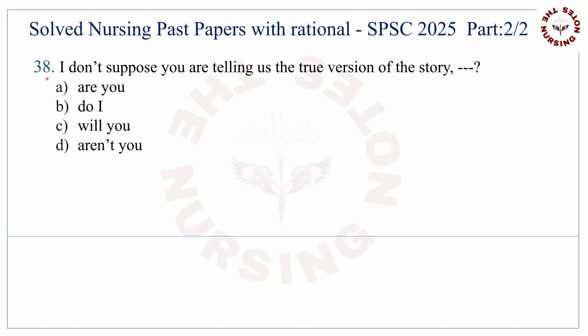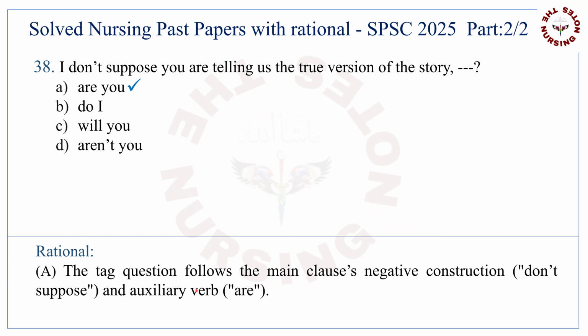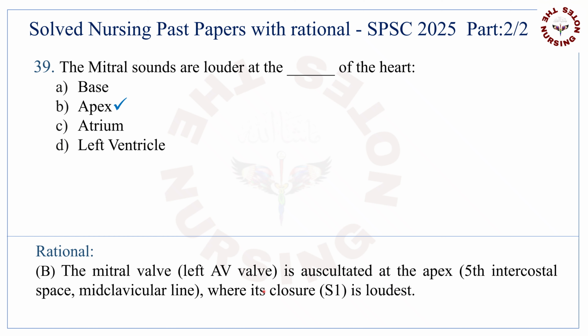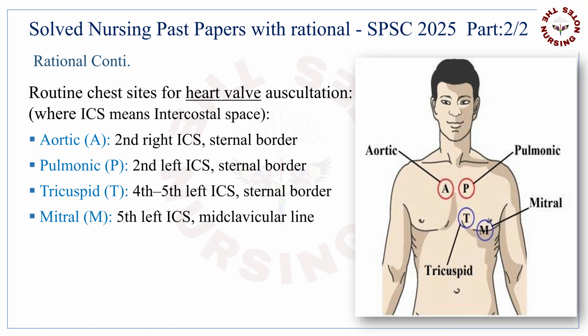Question number 38. I don't suppose you are telling us the true version of the story, dash. Correct answer is A. Are you? Question number 39. The mitral sounds are louder at the dash of the heart. Correct answer is B. Apex. These are routine chest sites for heart valve auscultation.